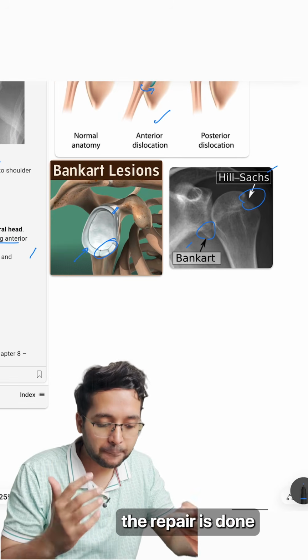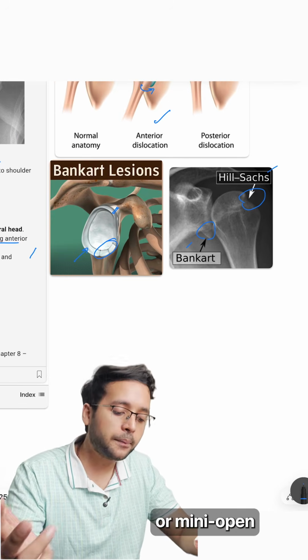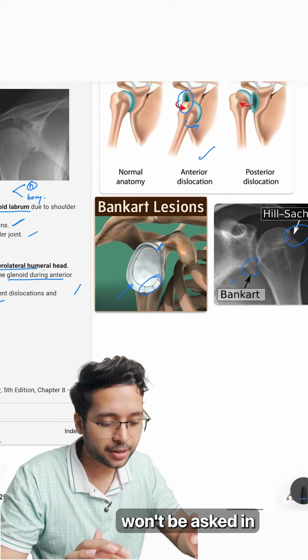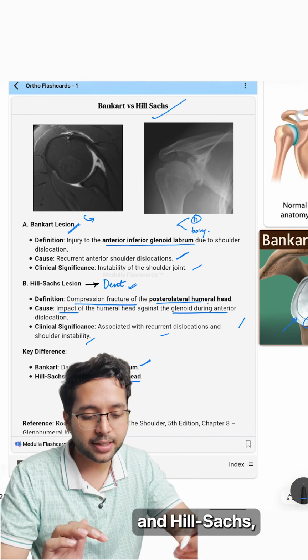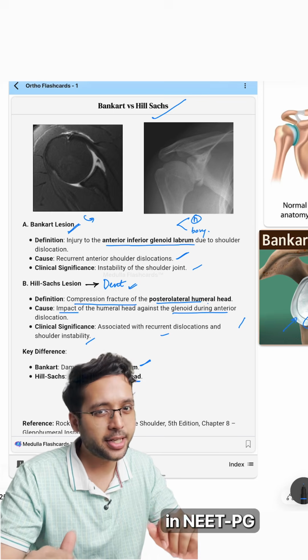Now for both of them, the repair is done either arthroscopically or by mini open surgery, which usually won't be asked in NEET PG, but you can read about it, very interesting surgeries. So this is Bankart and Hill-Sachs, a commonly asked question in NEET PG, INICET and FMGE.